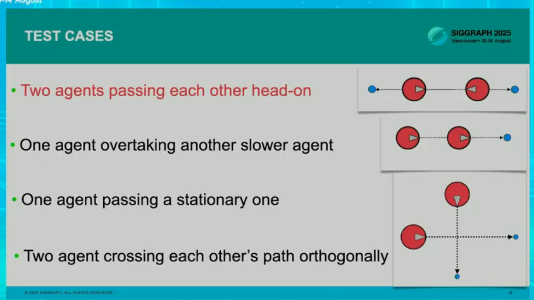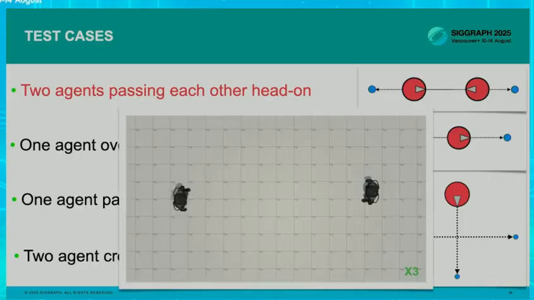So our first test case is basically two agents just heading straight towards each other. What you want to see is this collision avoidance behavior. They're not going to touch each other. They're just going to pass by each other.